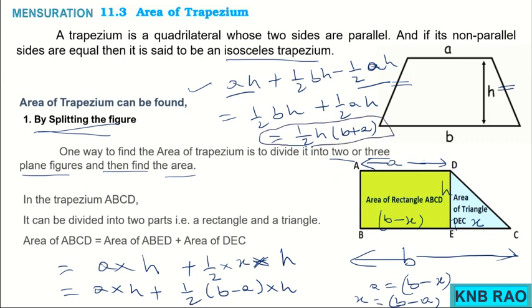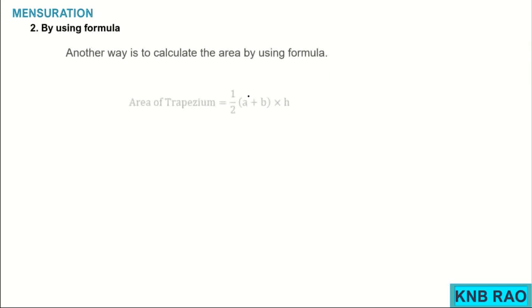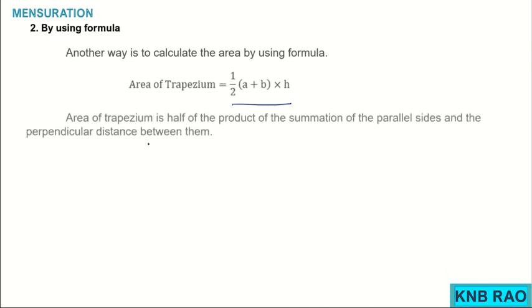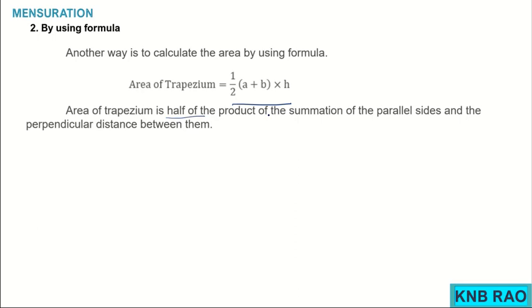So the formula has come because of that reason: half into (A plus B) into H, where the area of a trapezium is half of the product of the sum of parallel sides and the perpendicular distance between them. So this formula we can use.